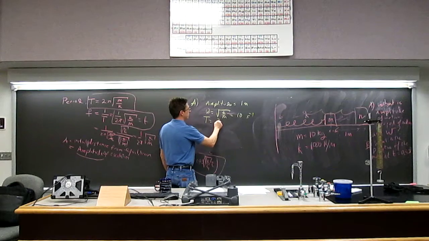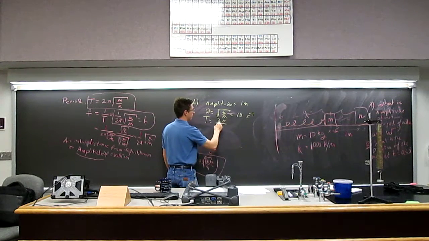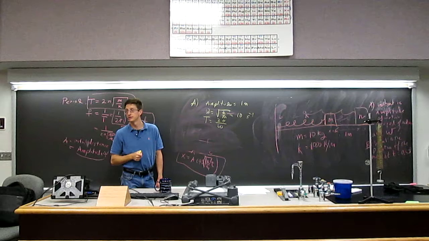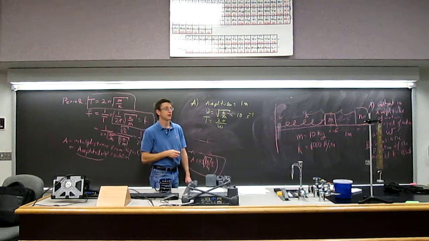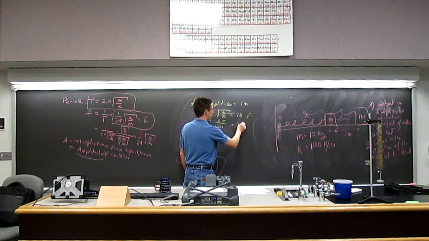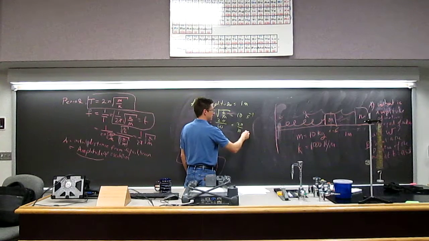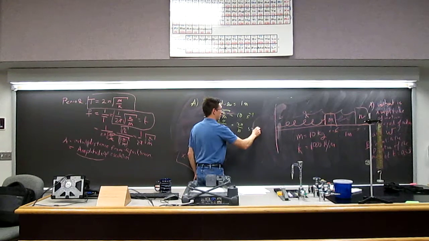Period is 2 pi over omega. And so that is 2 pi over 10 seconds, which is pi over 5 seconds.